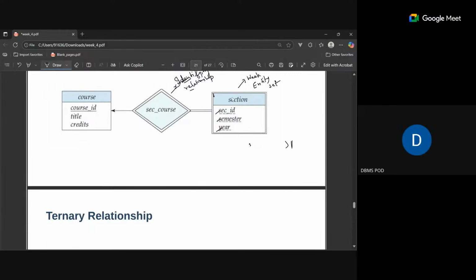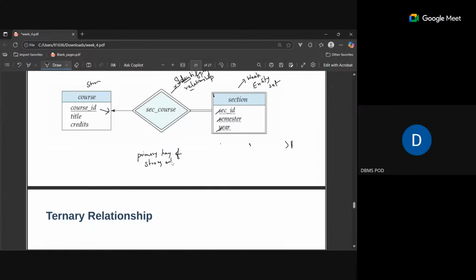And weak entity set. Since it's a weak entity set, you cannot identify anything. What you need is a primary key to uniquely identify this section. So that is course ID. As we have seen, to uniquely identify any row in a weak entity set, you need the primary key of the strong entity set. This is the strong entity set.